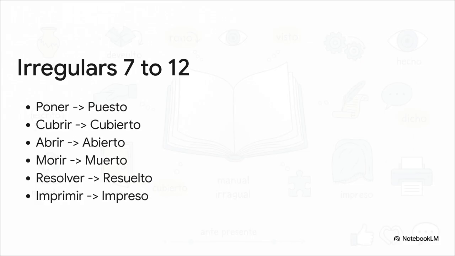Now for the final 6 irregulars. Pay close attention here because these are essential vocabulary words you're going to use constantly. Poner, to put, becomes puesto. Cubrir, to cover, becomes cubierto. Abrir, to open, becomes abierto. Morir, to die, becomes muerto.